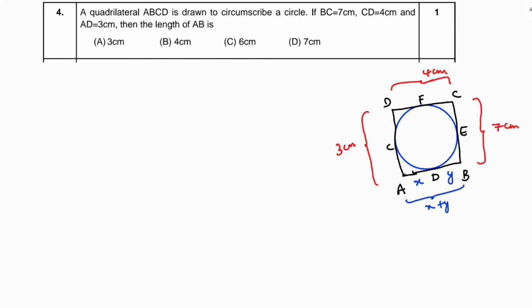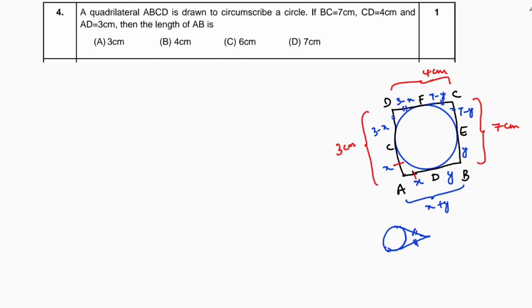See, tangents from an external point are equal. If this is X, this will be X. If it is Y, Y. Now total length is 3, so this will be 3 minus X. Because total is 3 and here total is 7, this length will be 7 minus Y. Again, tangent drawn from an external point, if this is 7 minus Y, here it is 7 minus Y. If it is 3 minus X, this is 3 minus X. Because the theorem I am using is that the lengths of the tangents drawn from an external point are equal.